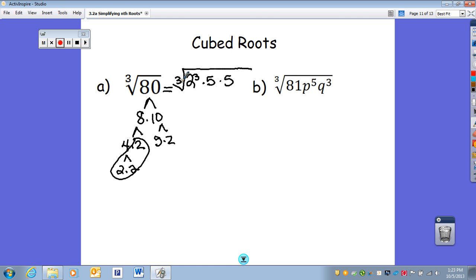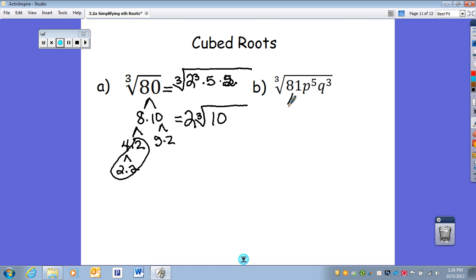A cube root and a cube are opposite operations, so the 2 can come out. And then, this should be a 2. We're going to leave our cube root, make sure that 3 fits right into the crook right there so it doesn't look like an exponent of the 2. And we take 5 times 2, which is 10.